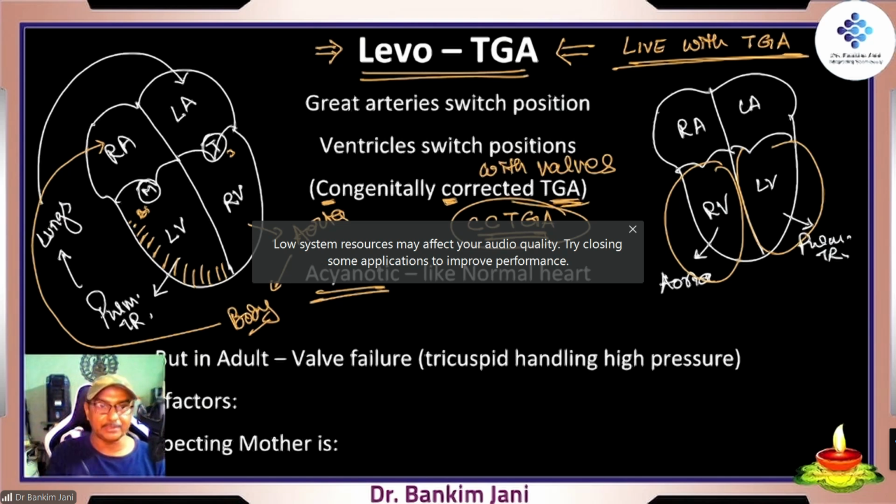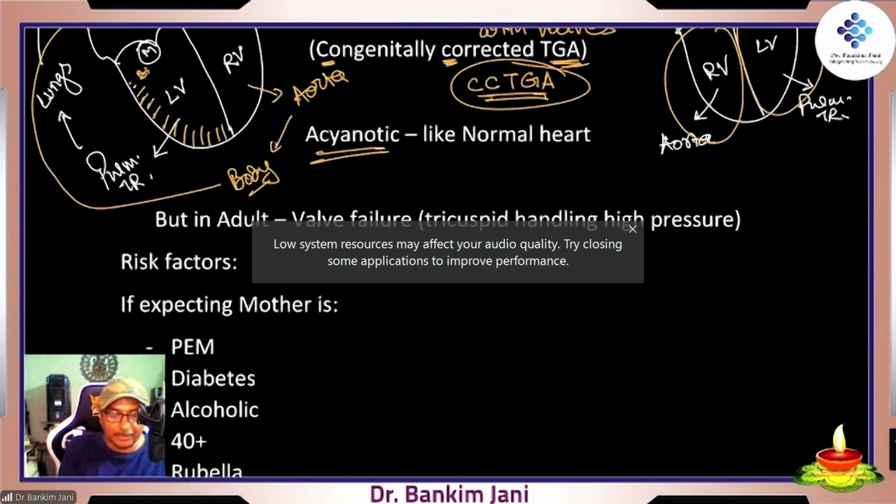But as the age increases, there is some problem. In adults, it can lead to valve failure. Reason? Tricuspid valve is as such very delicate. Tricuspid valve was never made for high pressure. Mitral valve, though there are two cusps, they are very powerful. Their chordae tendineae are very powerful. So this tricuspid handling high pressure, that valve fails. So many times valvular surgery is performed, and then rest of the life it goes fine, quite comfortable. The risk factors are.